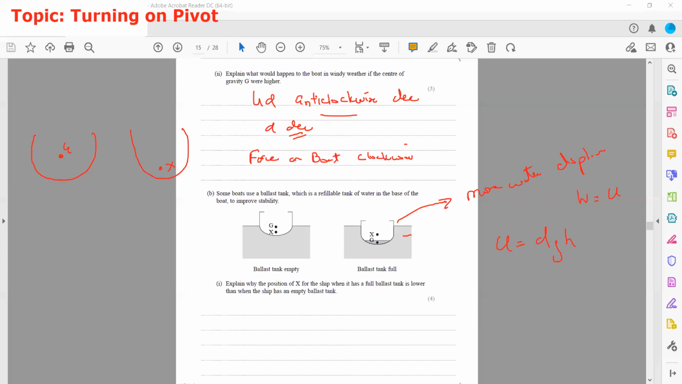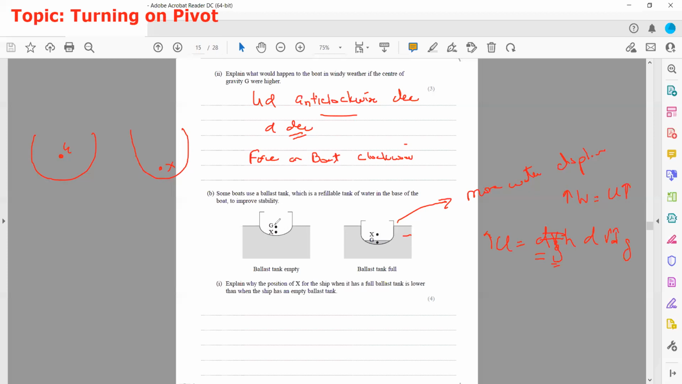So when it is deeper, it has more weight, or you can say a greater upthrust, and upthrust is equal to density of the fluid, volume of the object, and gravity. The upthrust is equal to density times volume of displaced fluid times gravity. So when upthrust increases, the volume displaced also increases. As a greater volume is displaced, the center of gravity of the displaced water will be lower. As you can see here, this was X initially, and this is the new position of X.